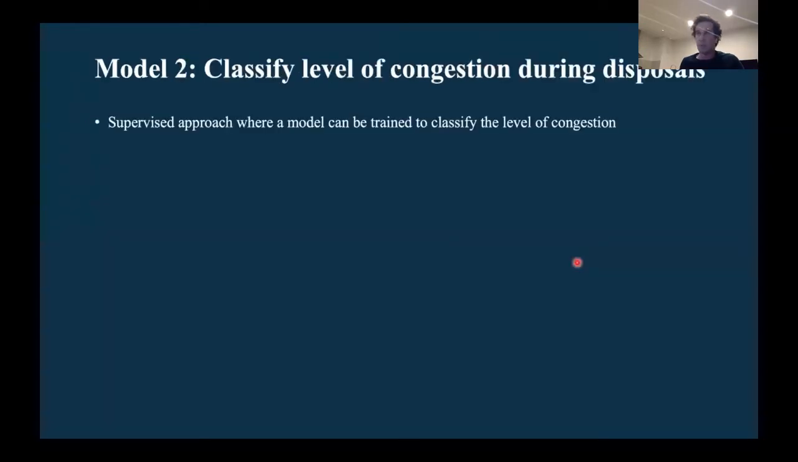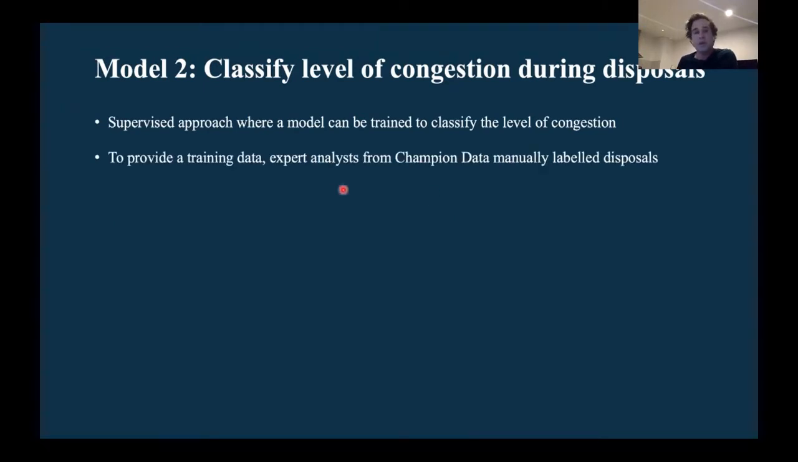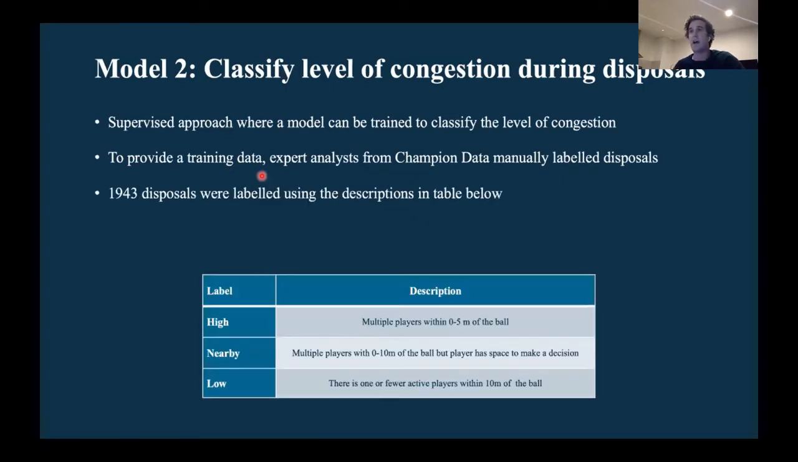So a supervised approach was our second model, and that would be trained to classify the level of congestion a player faces when he's disposing of the ball. To undertake this, we got expert analysts from Champion Data to label multiple data sets, multiple disposals, sorry.